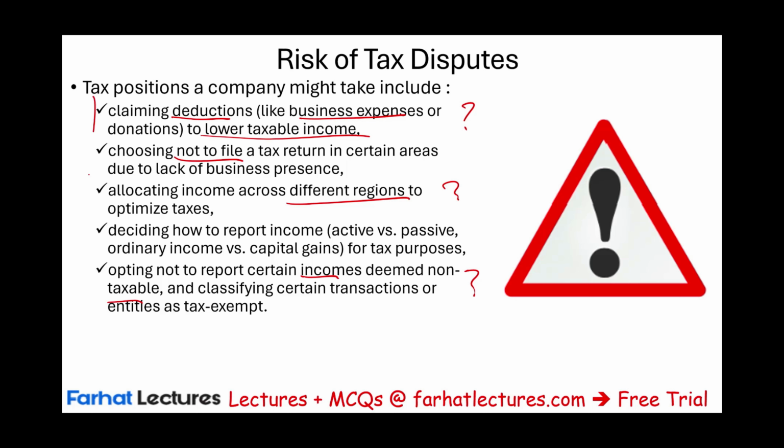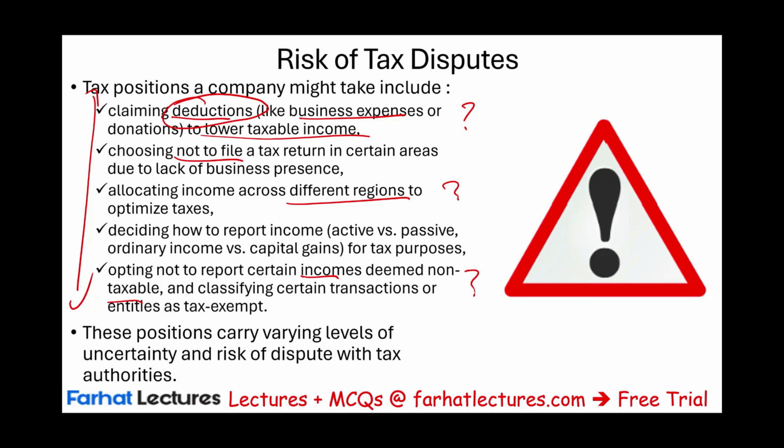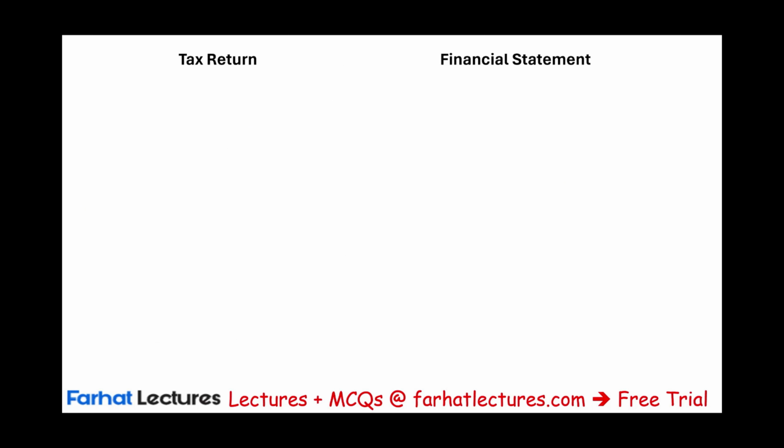The reason I'm giving you all these options is that I want you to think about why a tax dispute would occur. The classic one and the easiest one to understand is you took a deduction and the IRS might question this deduction. So these positions that are listed here carry some level of uncertainty and the risk of dispute with the taxing authority. So let's take a look at it. Let's start to put this down in practical terms.